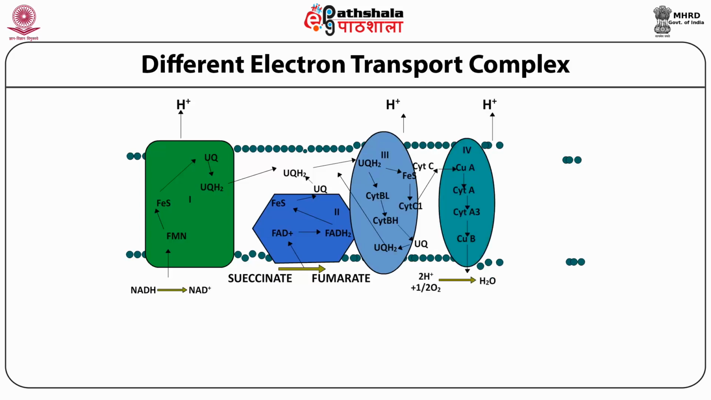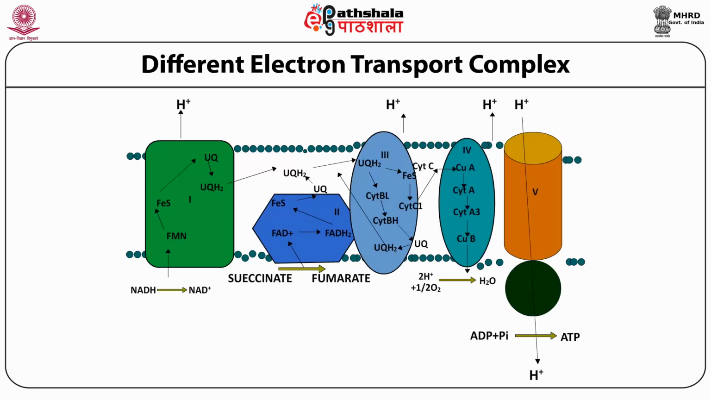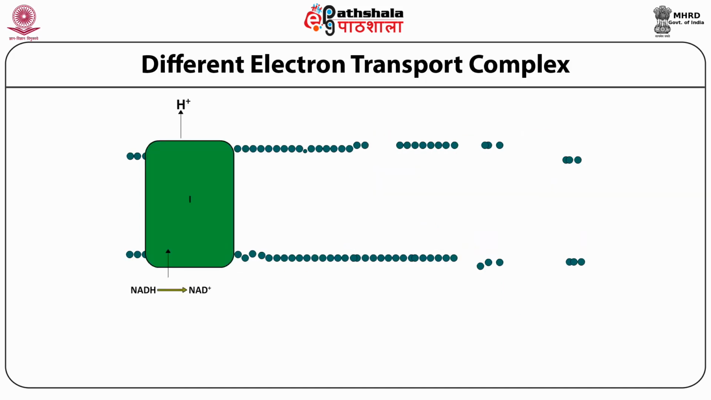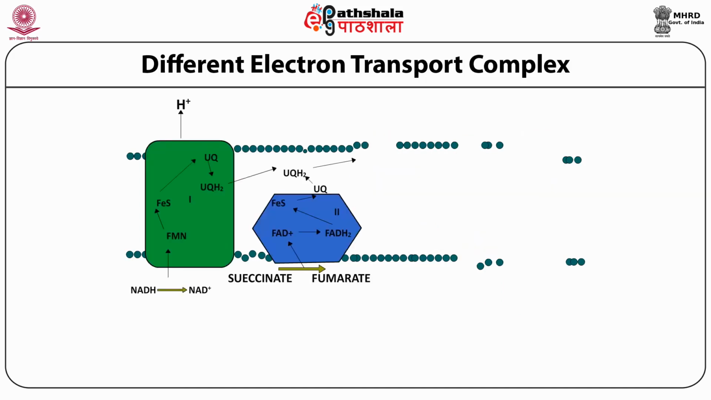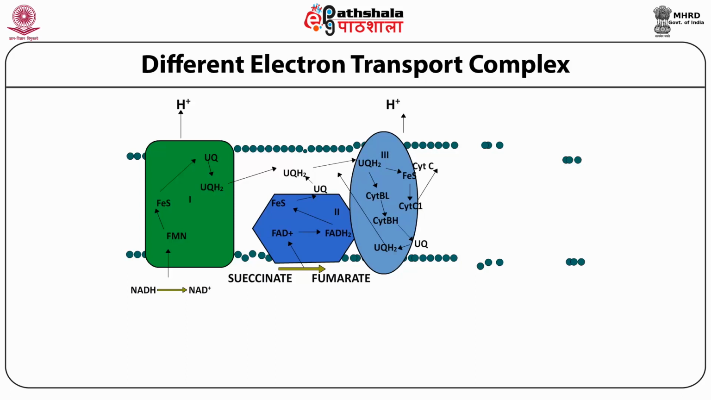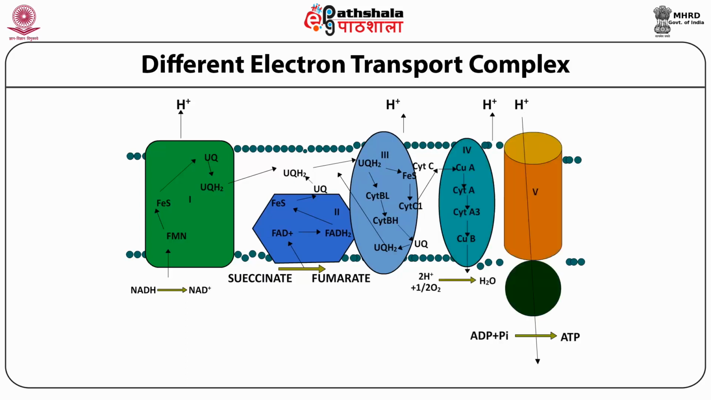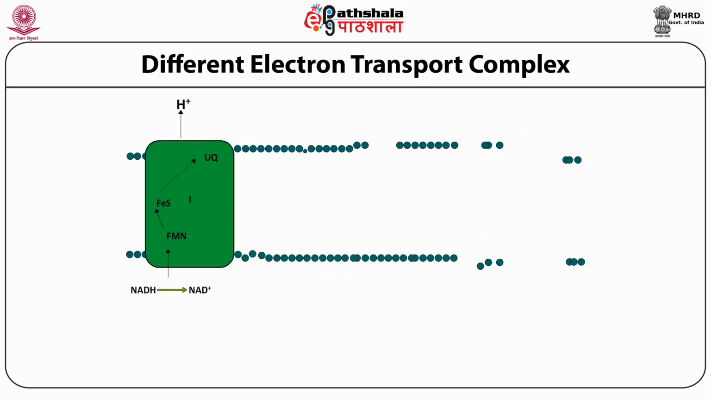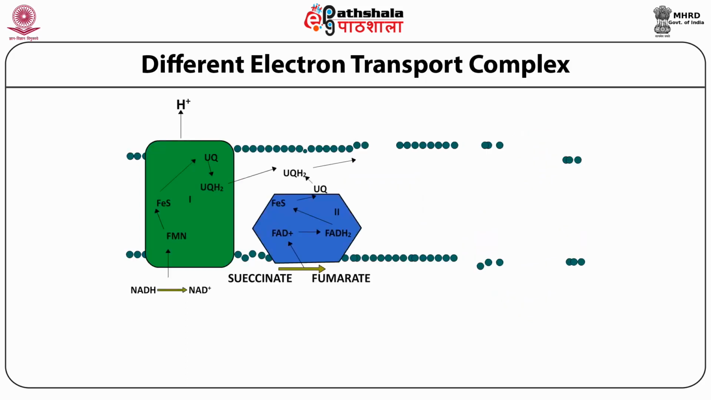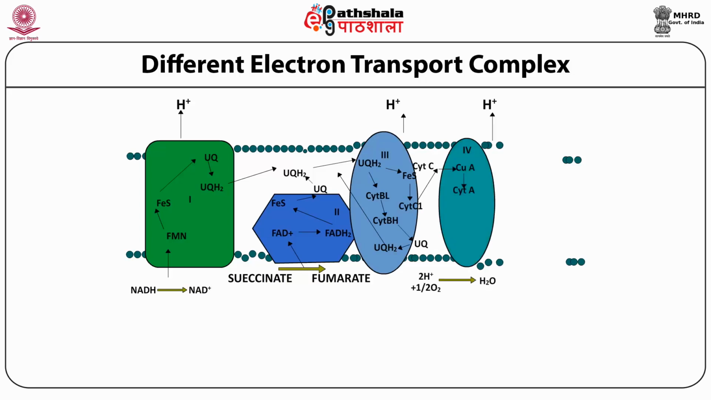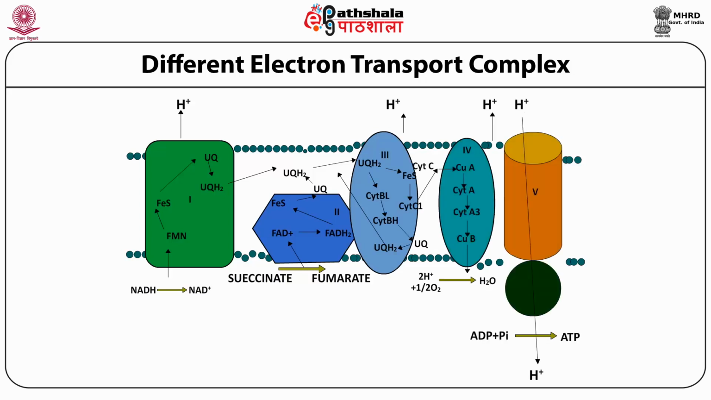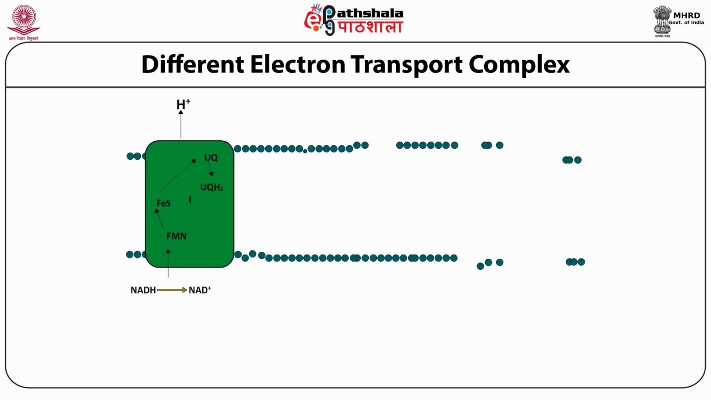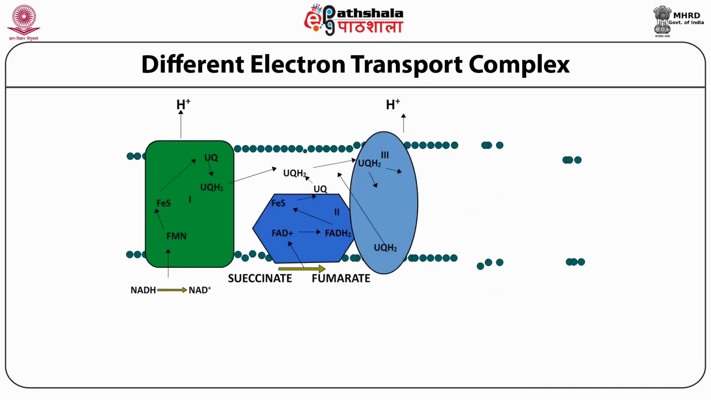Then the 2 cytochrome C produced in complex third give their electron to complex 4. But during the electron transfer in complex third, we also pump protons from matrix to intermembrane space. The 2 cytochrome C produced here give their electrons to complex 4. Copper A is the first carrier of complex 4, which accepts the electron from cytochrome C.